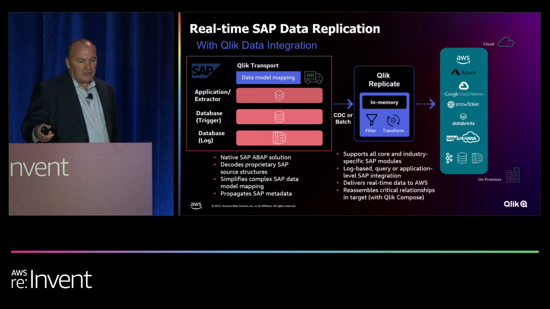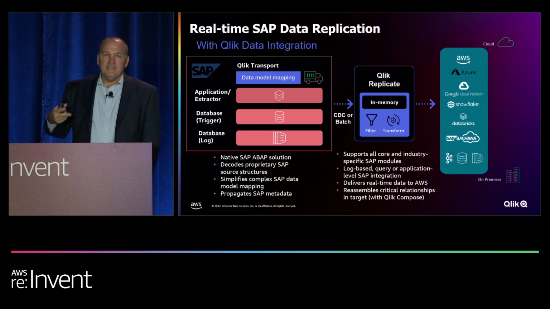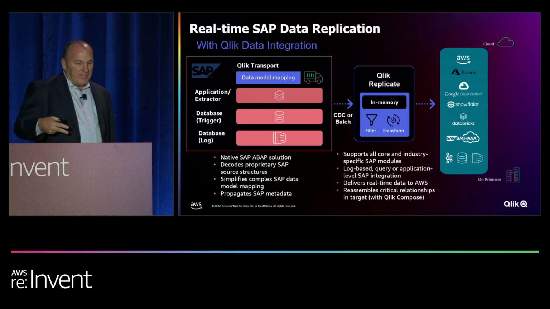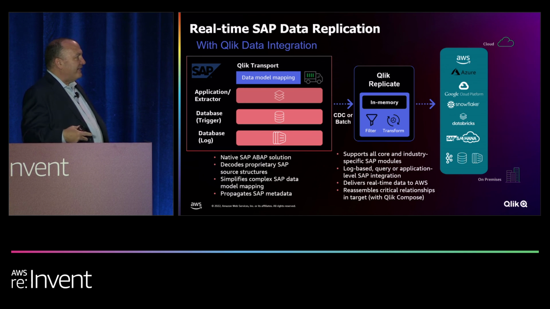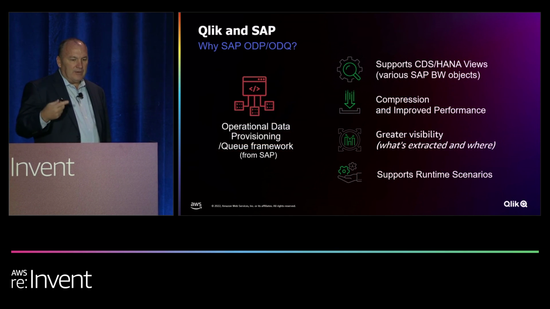The application extractor is going through the application layer. Database triggers, database logs, that's the most highly preferred way to get the data. So again, we support different ways to support both the licensing restrictions, but also what the real requirements are. So using extractor, it may be 15 to 20 minute latency, whereas doing it from the database side, it can be 2 seconds. And again, I'm sorry, I'm going through this pretty quick.